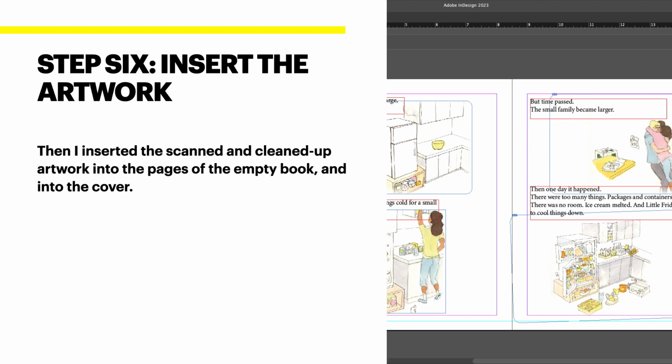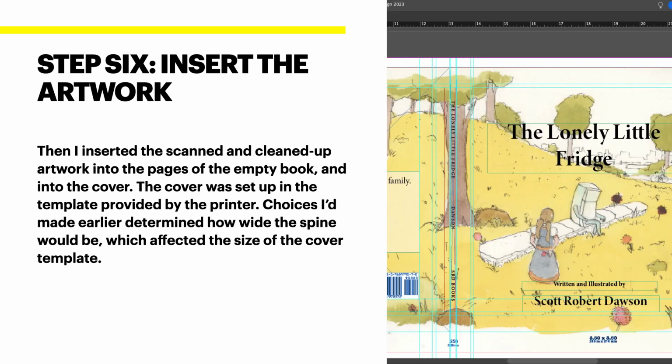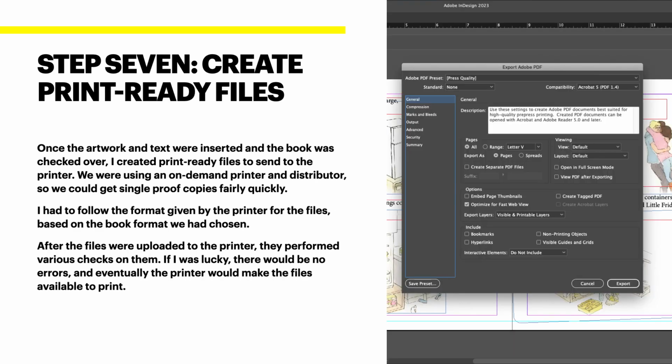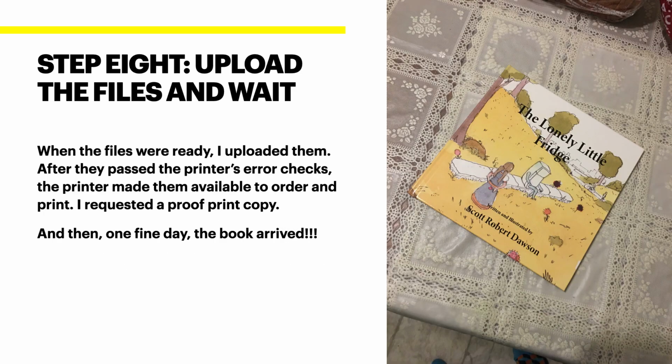And then I was able to insert every picture onto the page alongside the text. And I also inserted the big image onto the cover underneath all the other things on the cover. Then I created print-ready files, and these were uploaded to the printer. And after they passed printer's error checks, the printer made them available, and I was able to order a book, and it came, my first book.